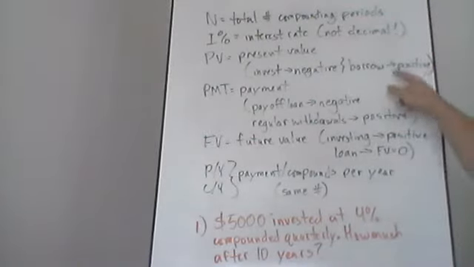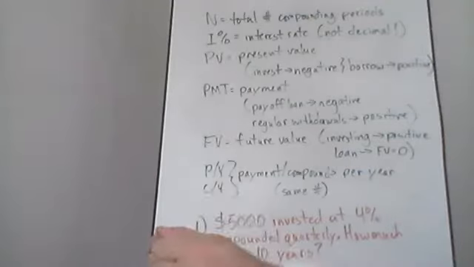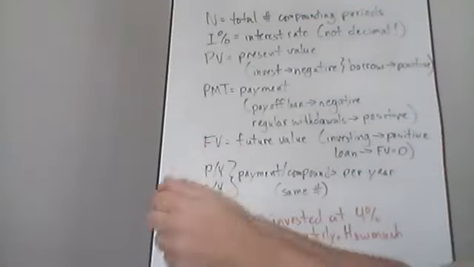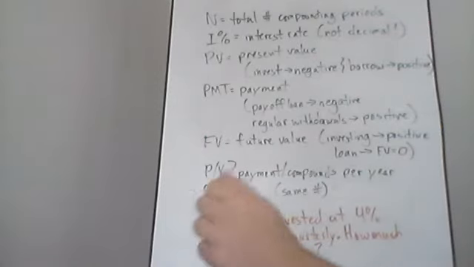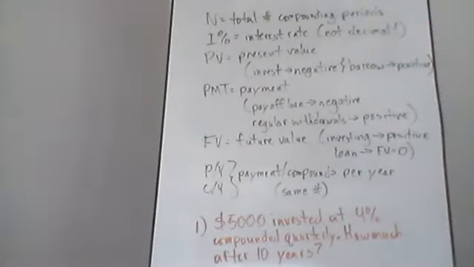This is one of the hardest things about using the TVM Solver: when to make numbers positive and when to make numbers negative. But there's a basic rule of thumb that, if you follow it, makes it actually pretty simple. Anytime you are giving money away, whether it's when you first make an investment or when you're making payments to pay off a loan, if the money is going away from you, you enter it as negative.